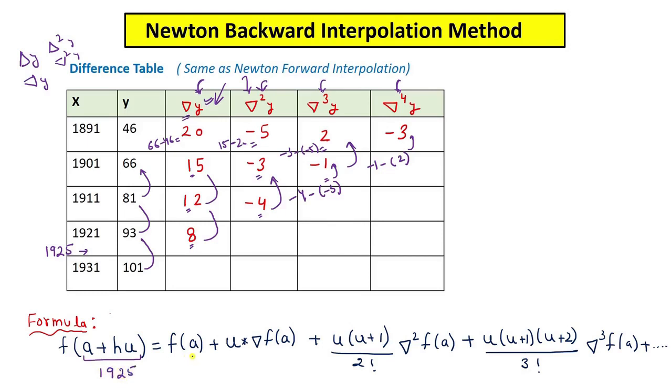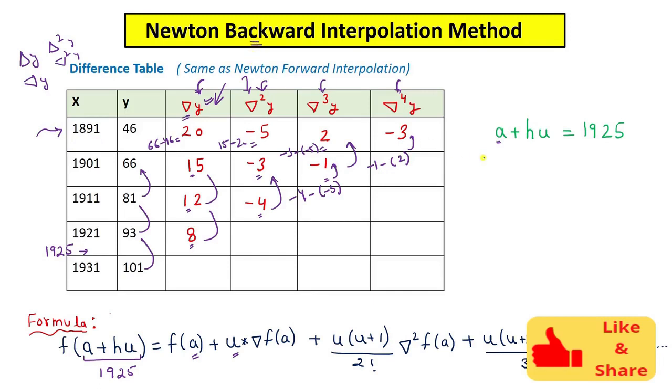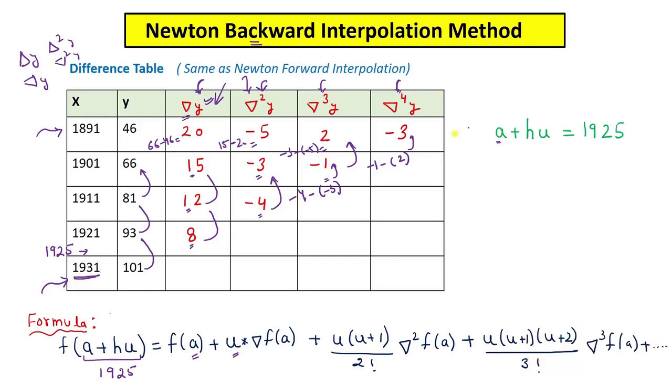Okay, and what is this a and what is this u? To find the value of u, we have a plus hu, as I have told you, equal to 1925. Now what is this a? In the Newton forward interpolation method, this a was the starting value 1891. But in the Newton backward interpolation method, this a will be the last value of x, that is 1931 in the table. So this a is 1931.